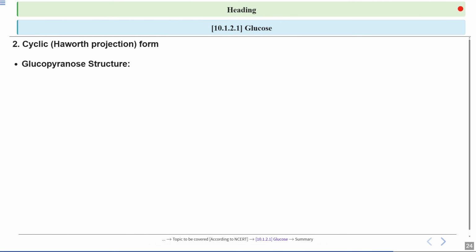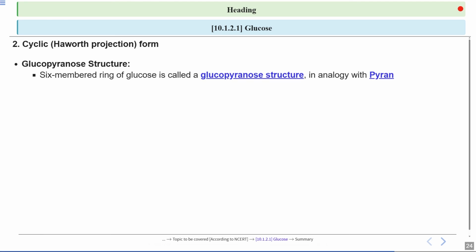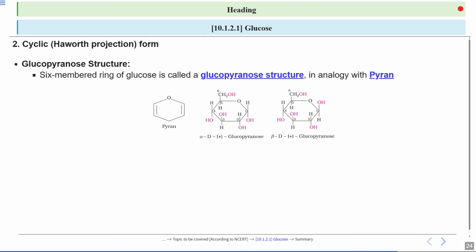Now we will see about the glucopyranose structure. The 6-membered ring of glucose is specifically called the glucopyranose structure. This name comes from its similarity to pyran, which is a basic chemical ring with 6 members. So this is a pyran, a ring with 6 members. The 6-member ring of glucose is called glucopyranose because this is an analogy with this pyran ring.